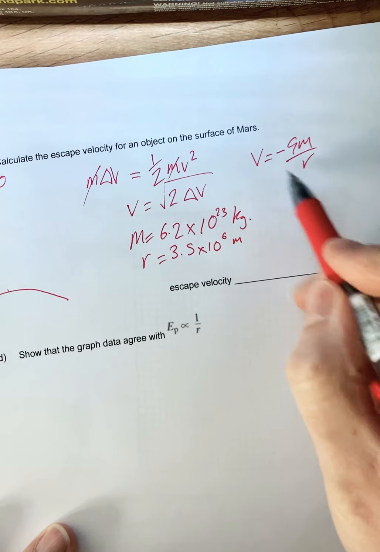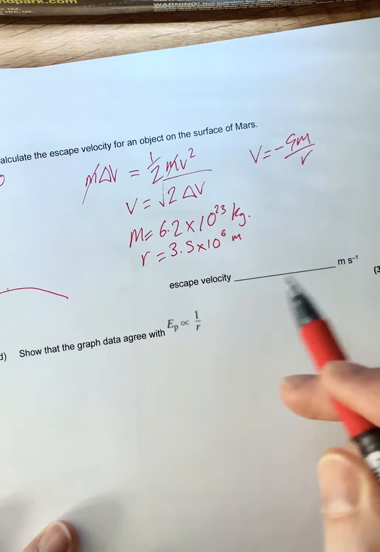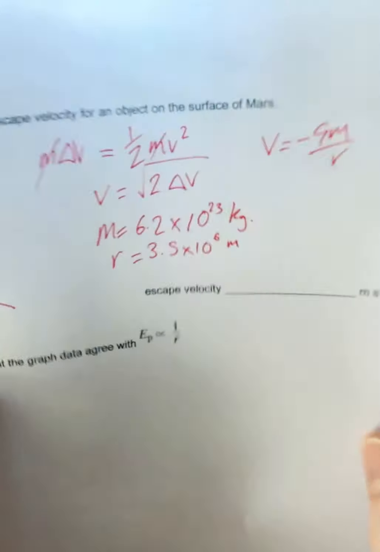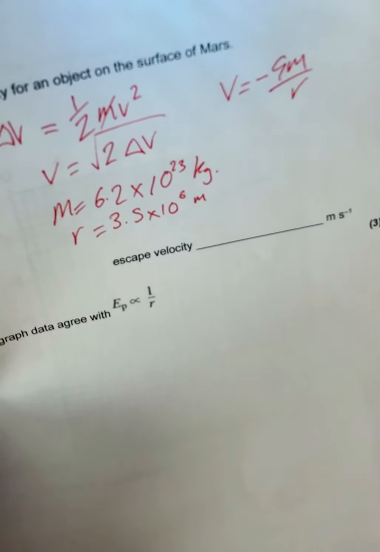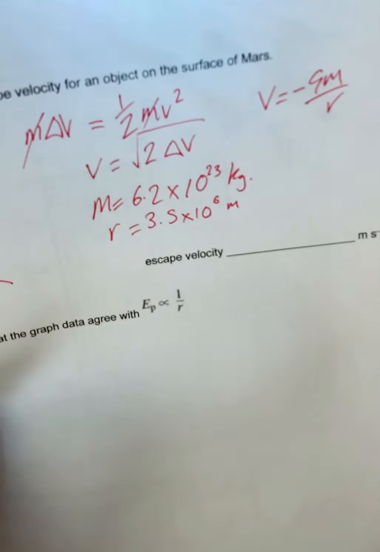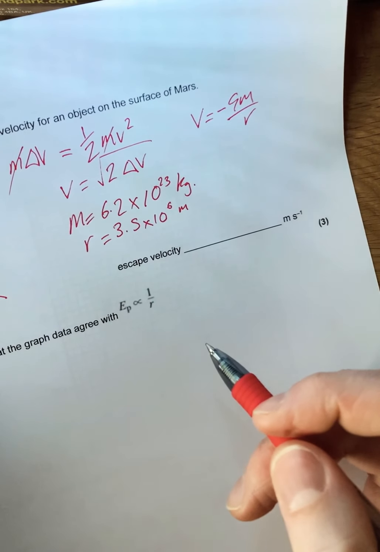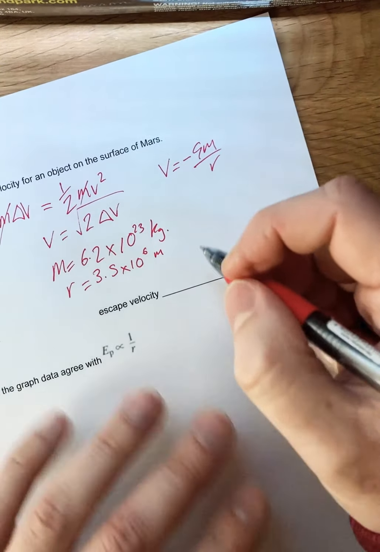So I'm going to put that into here to get my potential at the surface, times it by 2 and get the square root. And it should give me how fast this needs to travel to gain enough kinetic energy to then transfer that kinetic energy into gravitational potential, which will take it up to the zero potential point where it can escape the pull of Mars.